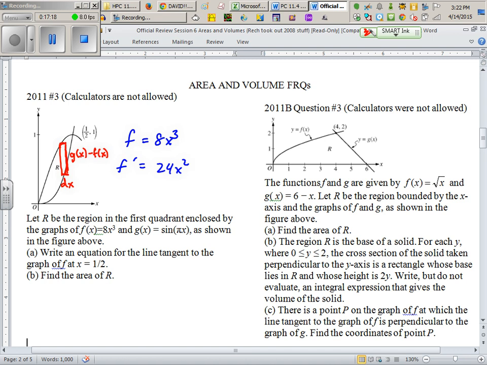So I said that g was the upper function because I think the sine wave is actually that upper curve, you see. I think this is my sine wave up here. That's the sine. The 8x cubed, that's this lower function. Okay, so you're supposed to integrate basically from 0 to a half dx. You can tell it's a dx integral. And then you're going to be doing g minus f. So basically sine pi x minus 8x cubed. You're not allowed a calculator, so you're just going to have to go ahead and work this out.